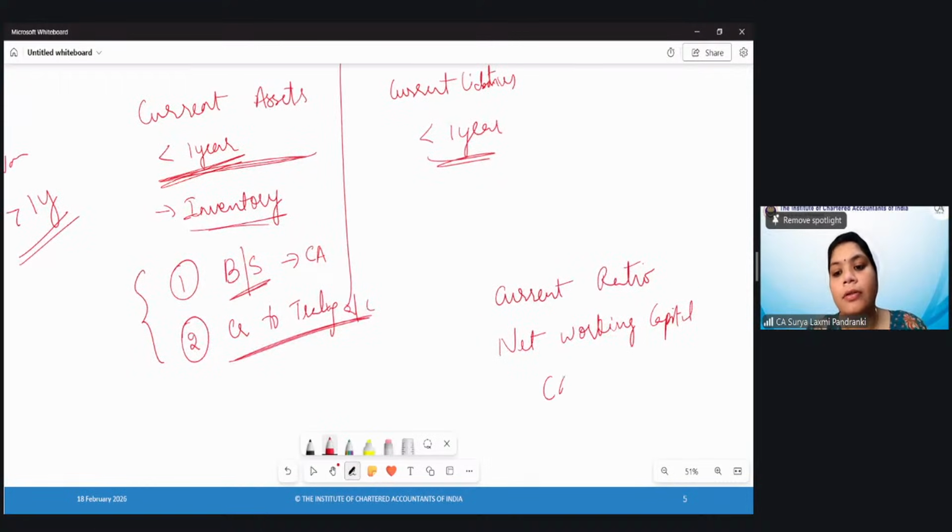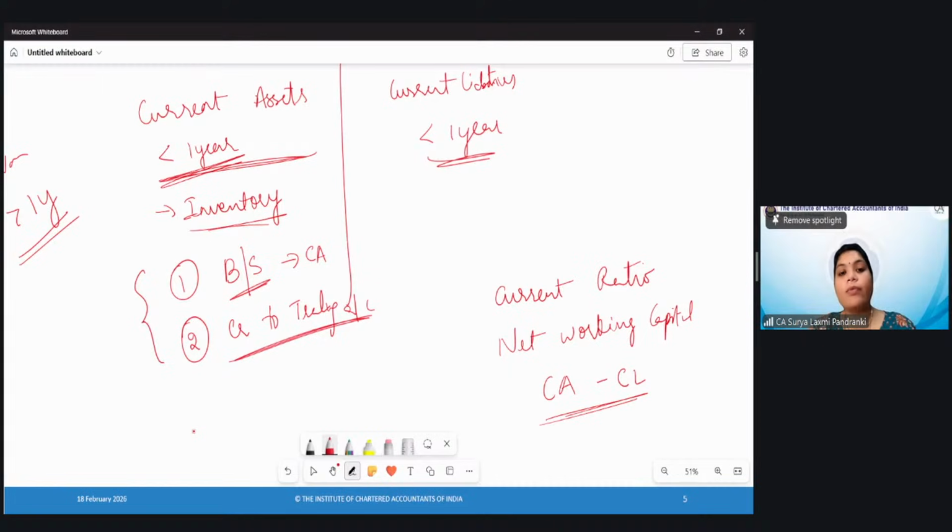This will be your current asset minus current liability, which means what? Any capital, right? You will have this capital. Capital means what? The investment that you have made for running your business. When you start your business, you introduce capital and start your business. But what is net working capital? It is not like your capital that you have introduced in the beginning.